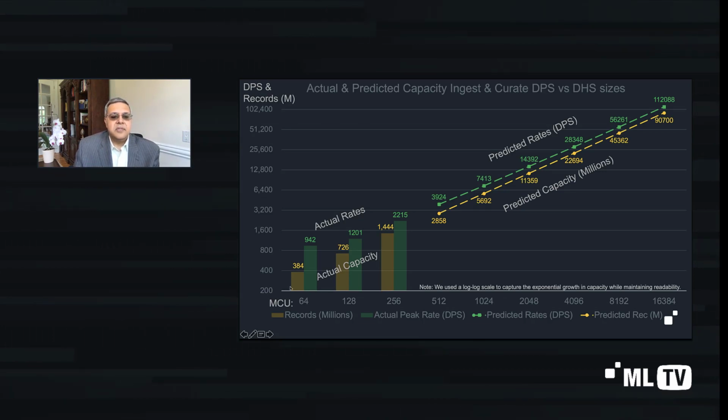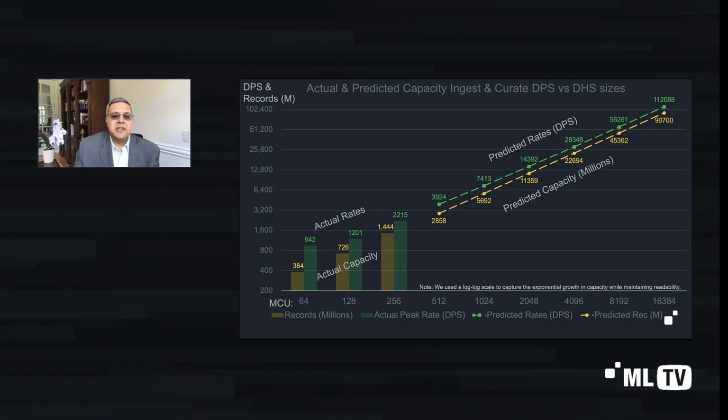So here are the results. Let's take a look at the yellow bars first, which is the record capacity. For the smallest system, we put in about 380 million records. Then the next largest, the 128 MCU, we were able to get in about 700 million records. And for the 256 MCU, we were able to get in about 1.5 billion records. And for the 1.5 billion records, this represented about 7 terabytes of data.